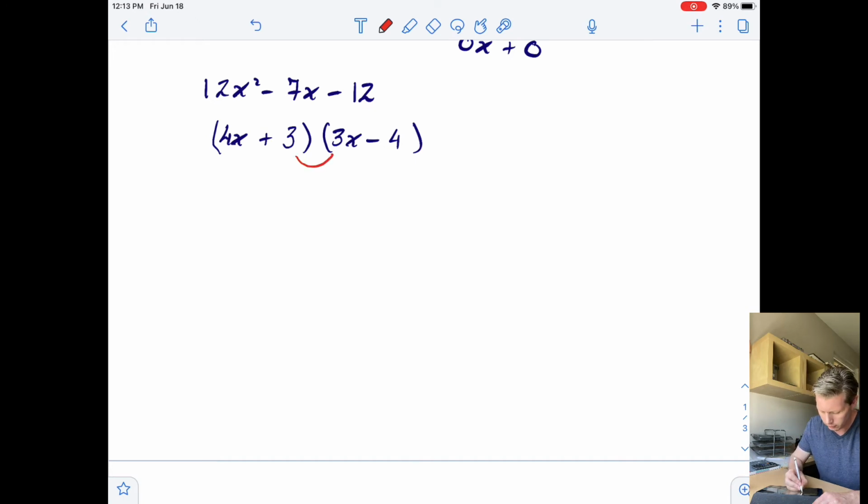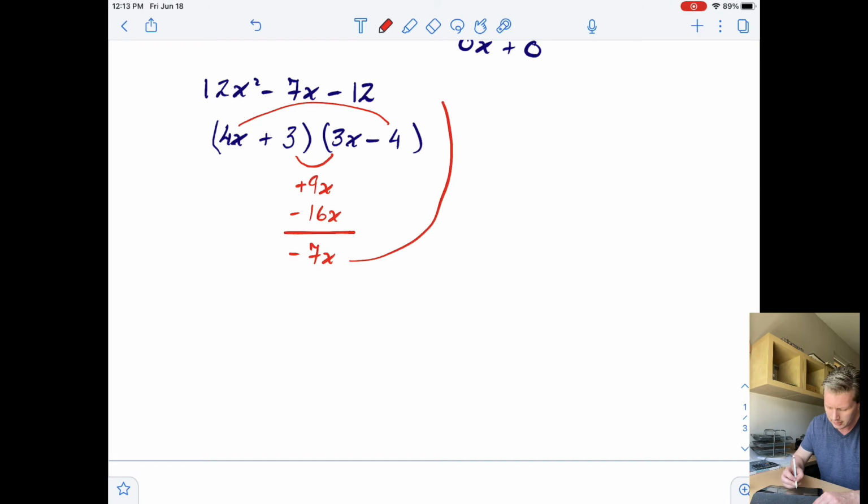That will just check it for me. 3 times 3x is 9x, and negative 4 times 4x is negative 16x. And if I sum these two, 9x minus 16x is indeed negative 7x. And that's my central term right there. So that's what I'm looking for. So indeed, I have factored it correctly.